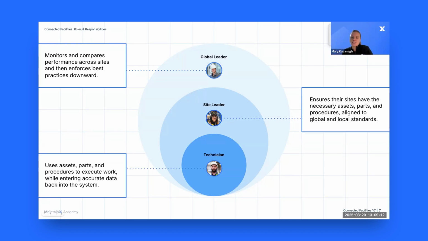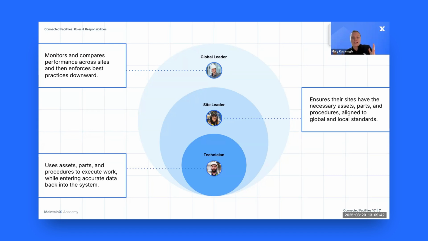At the slightly bigger level here, we have our site leader. This can include your maintenance leader, your strategy leader, even operations manager, as well as those focused on engineering standards and quality assurance. They can be site leaders. They're responsible for ensuring that their sites have the necessary assets, parts, and procedures aligned to global and local standards. So they're figuring out how we manage our site and make sure we're in line with all these other sites that we can look at, and make sure we're being as efficient and effective as we possibly can be.